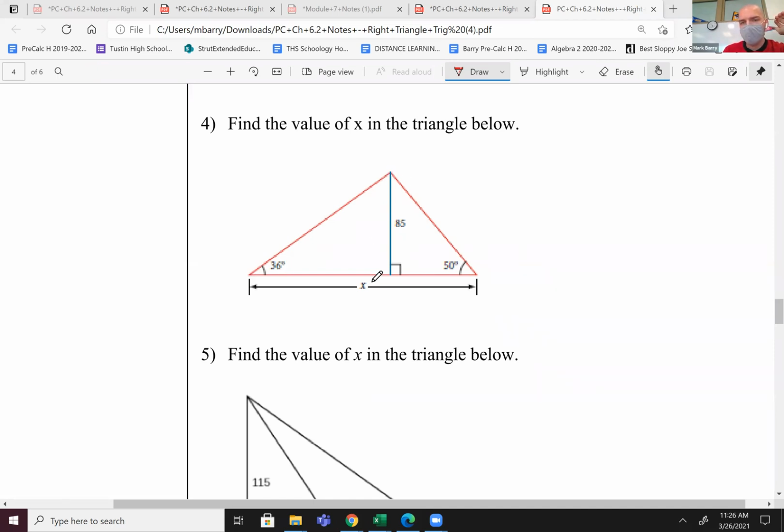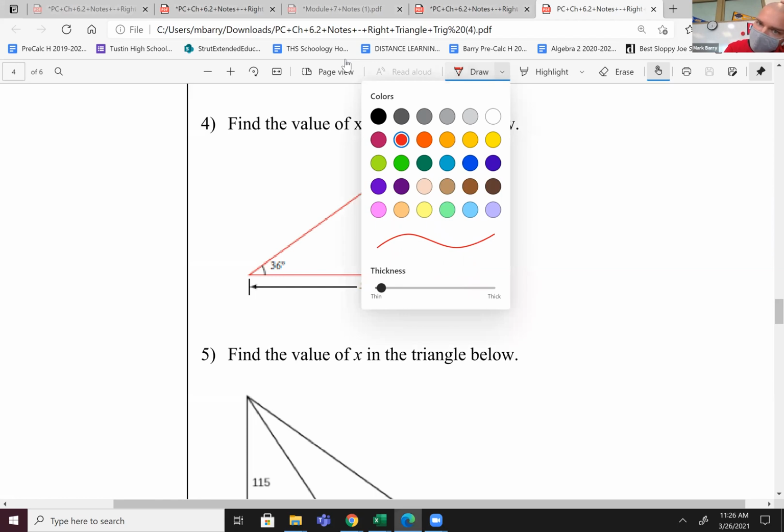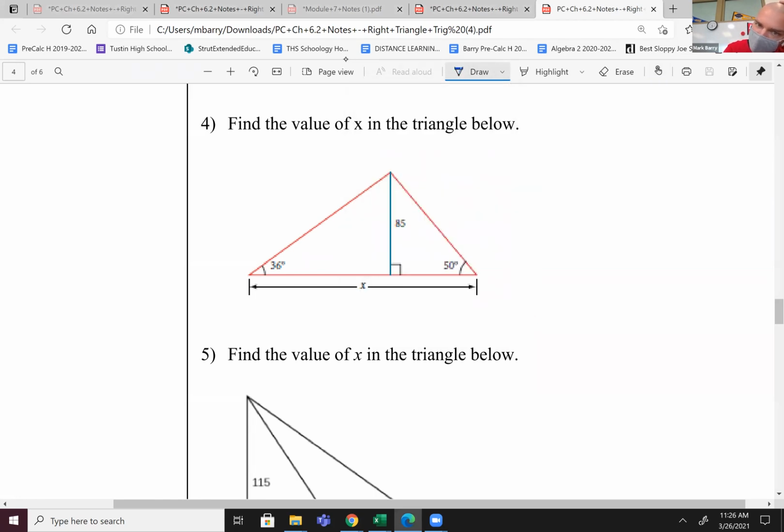And so is this big triangle a right triangle? Well, I see here this one's 36, this one's 50. So that adds up to 86, which means this one's 94, right? So the big triangle is actually not a right triangle. But I noticed that if I break this apart into some pieces, I do have a right triangle right here, and then I have another right triangle right here.